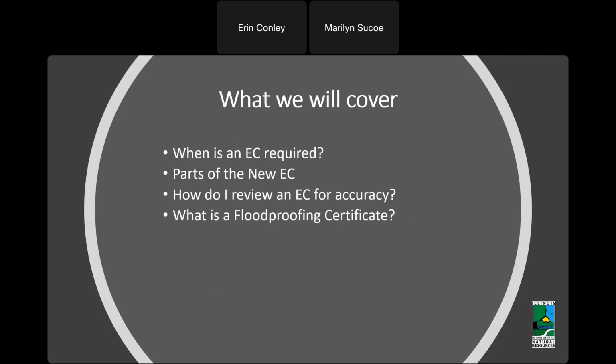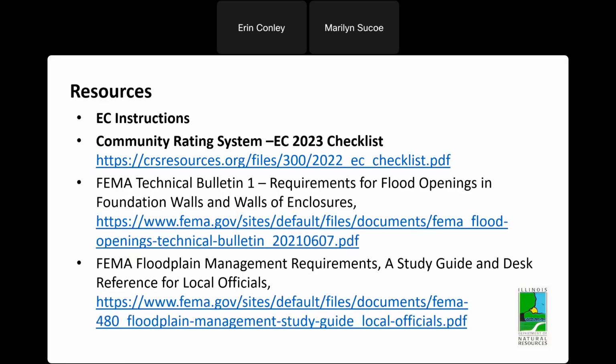So what we're going to cover is a lot to fit into an hour, so I'm going to be pretty quick. When is an EC required? We're going to talk about the parts of the new EC. There are a number of new sections. How to review the EC for accuracy. And what is a flood proofing certificate? Very briefly, if I have time, I will talk about that.